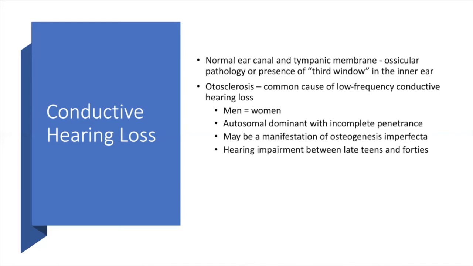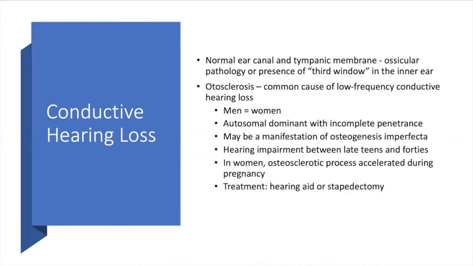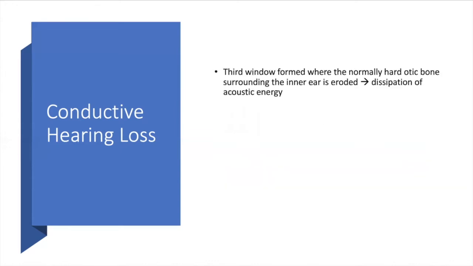Hearing impairment usually presents between the late teens and the 40s, and in women, the otosclerotic process is accelerated during pregnancy. A hearing aid or a simple outpatient surgical procedure, a stapedectomy, can provide excellent auditory rehabilitation. Disorders that lead to the formation of a pathologic third window in the inner ear can be associated with hearing loss.